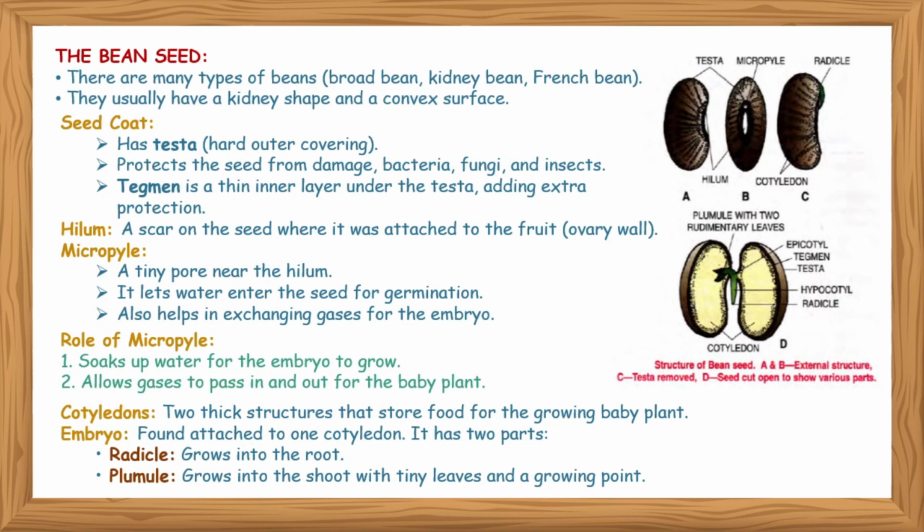Cotyledons, two thick structures that store food for the growing baby plant. Embryo, it is found attached to one cotyledon. It has two parts, radicle which grows into the root and plumule which grows into the shoot with tiny leaves and a growing point.